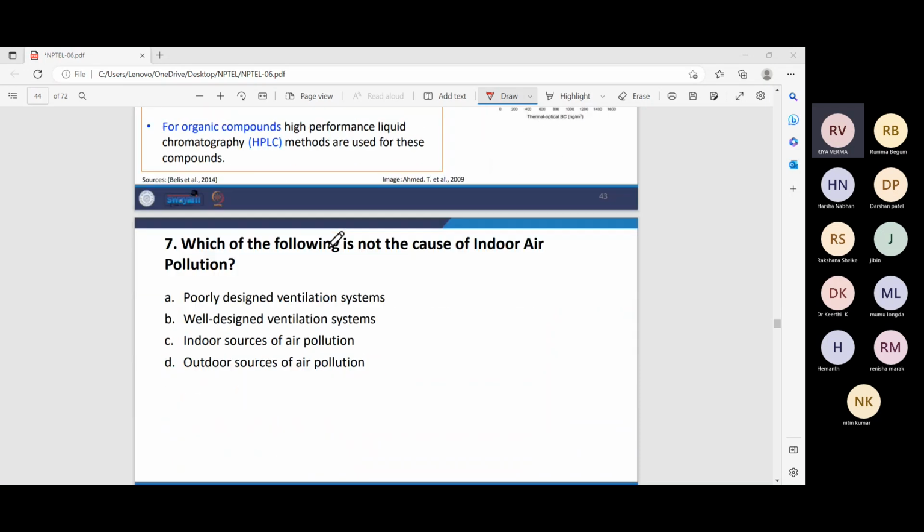Okay, so next question. Which of the following is not the cause of indoor air pollution? First is poorly designed ventilation systems. Next is well-designed ventilation systems. Next is indoor sources of air pollution, and then outdoor sources of air pollution. So which of the following? Well-designed ventilation system. Yes, it is not the cause, because we are clearly seeing here it is not the cause. So definitely these three are the causes of indoor air pollution.